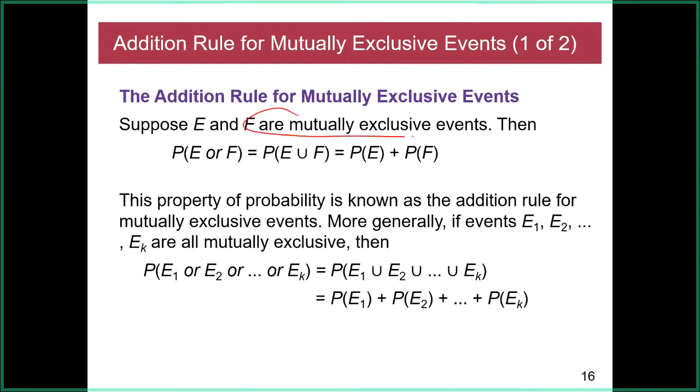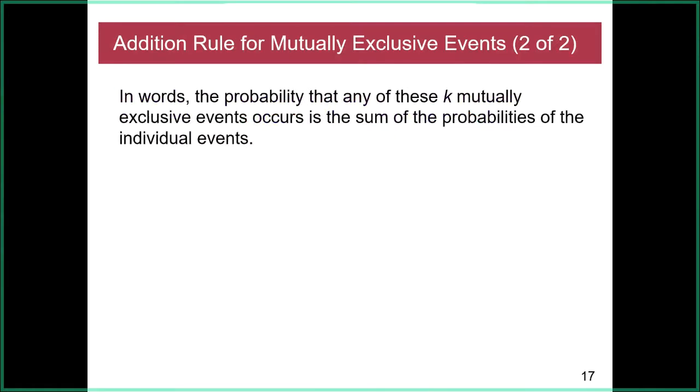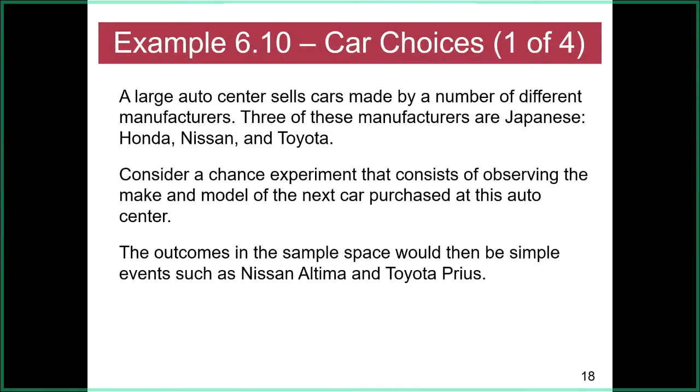Our addition rule. If they were mutually exclusive, the addition rule applies to or union situations. Probability of E or F, if they're mutually exclusive, is just the probability of E plus the probability of F. That is true only because the probability of E and F is 0 when they're mutually exclusive. If there are several events that are mutually exclusive, again, we just add the probabilities together. So the probability that any of these K mutually exclusive events occurs is the sum of the probabilities of each of the individual events.